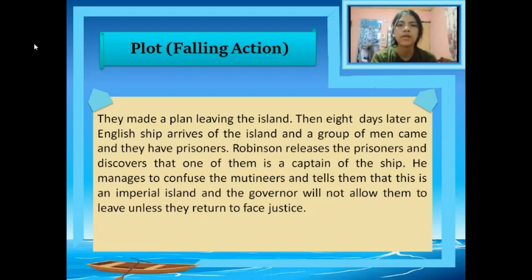So he managed to confuse the mutineers and tells them that this island is an imperial island and the governor will not allow them to leave unless they return to face their justice.